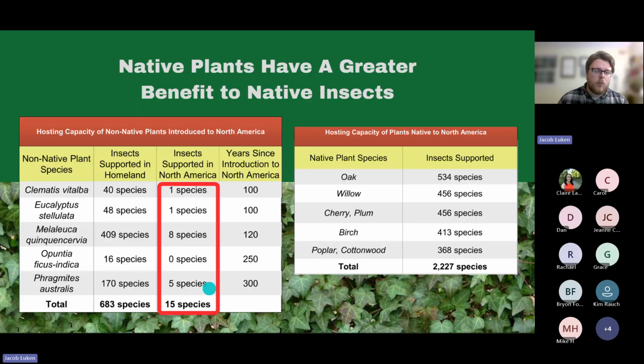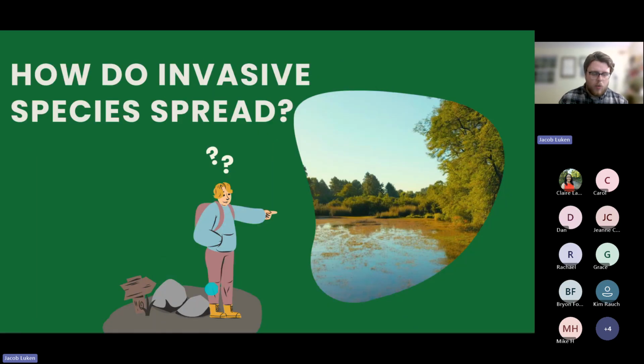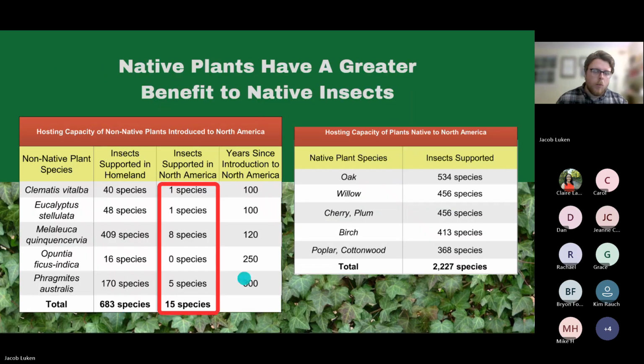So here on the left, we've got a series of invasive species, and between all five of these species, we've only got 15 species of insects supported throughout all of North America. But in their homelands, where they come from, they support over 683 different insect species. So that's quite a drop.